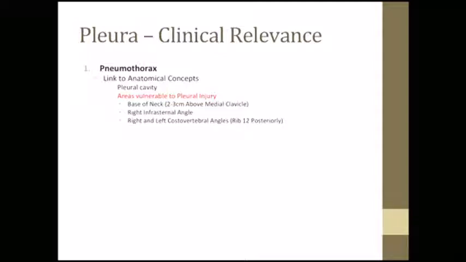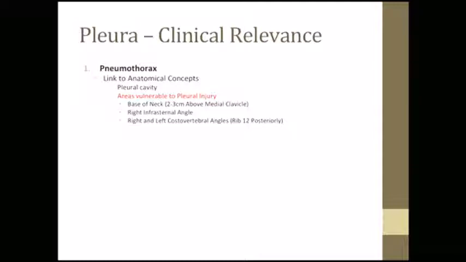So basically, do I have an image for this? No. The right lung is bigger than the left lung. So the right lung tends to extend a little bit further out at the bottom of your sternum, here. Okay? And the other point of injury is the right and left costal vertebral angles. So this is just behind. It is just inferior to your 12th rib, rib 12.